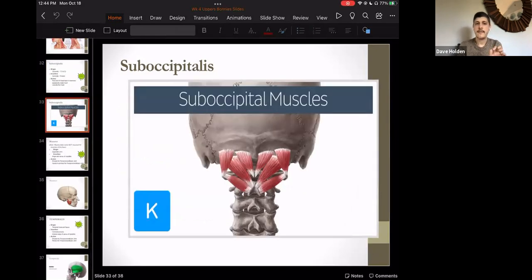So here is what I mean. You are looking at oblique capitis superior, oblique capitis inferior, and rectus capitis posterior minor, rectus capitis posterior major. 4 tiny muscles. And there's a left and a right. Let's not focus on all of that. Let's just look at the suboccipitals as a group.